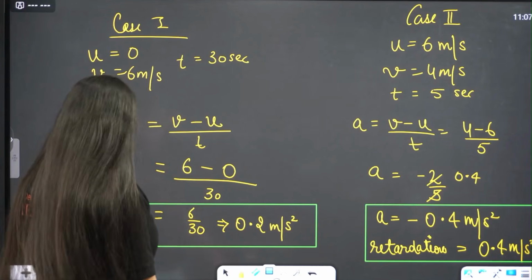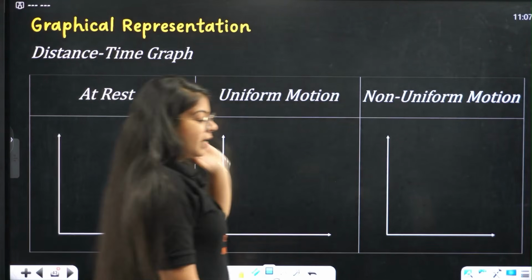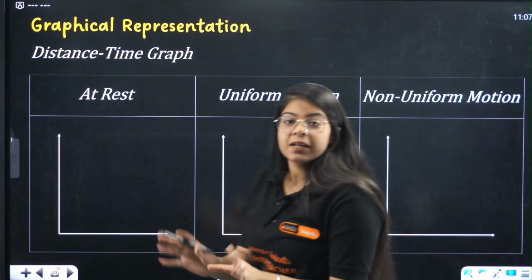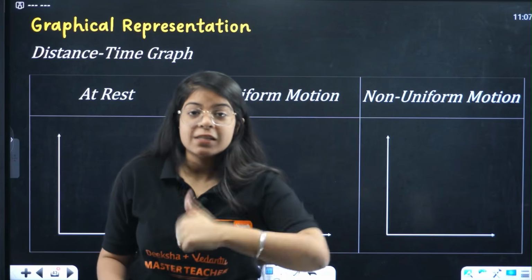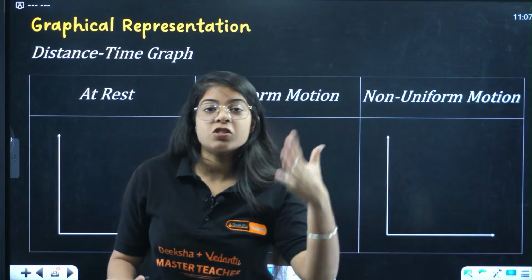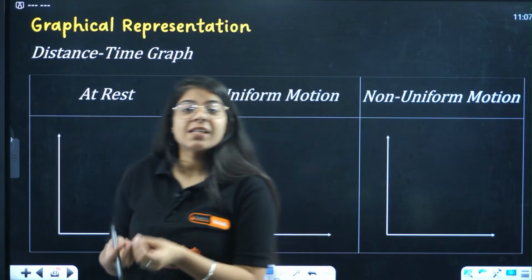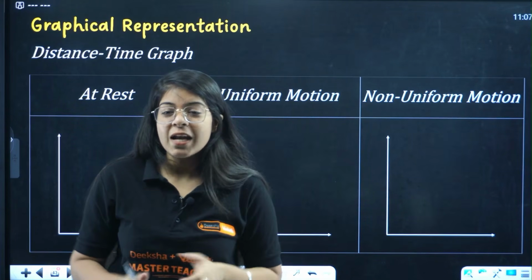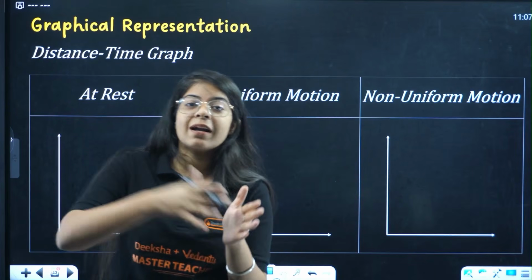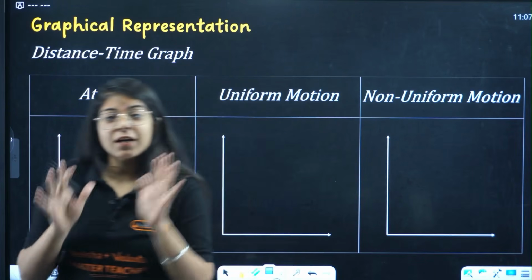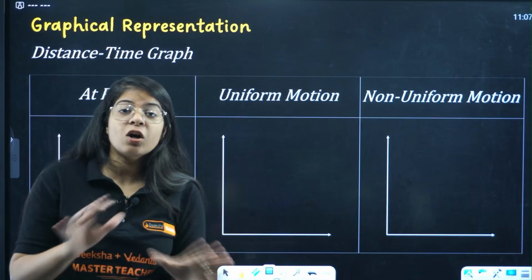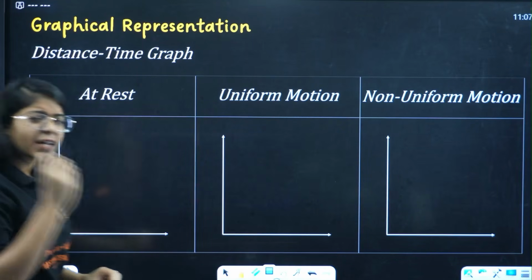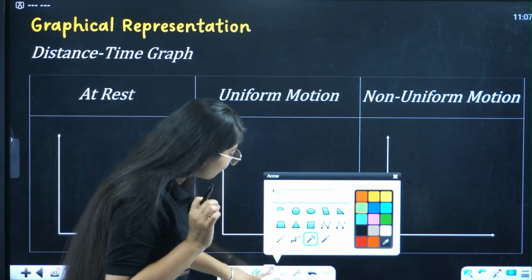Okay, let's move on to the next. Now this is a very important topic of this whole chapter, that is graphical representation. We studied distance, time, speed, velocity, displacement, right? But how do these things vary with time? We studied uniform motion and non-uniform motion as well. So let's look at all those through a graphical representation. Make sure you're watching this very carefully, because a lot of students lose their marks just in graphs. So I'll make you understand in a very good way, but be very focused.